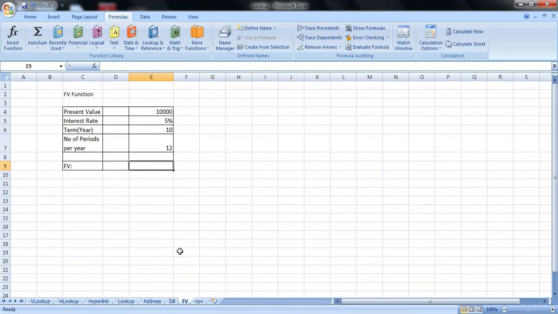And also we have a function called FV, which stands for future value. Now the FV function is used to calculate the future value of your investment. FV function is used for calculating future value of any investment of any kind. Now let us understand what exactly is available with FV.